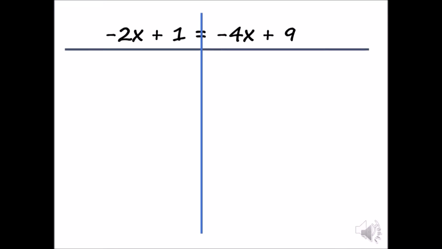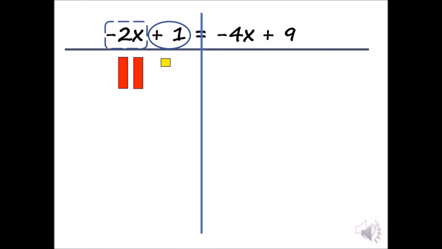For our example, we will use this equation: negative 2x plus 1 is equal to negative 4x plus 9. We will begin by modeling this equation with the appropriate tiles. On the left side, for negative 2x, we will use two negative x's. For positive 1, we will use one positive square unit tile.